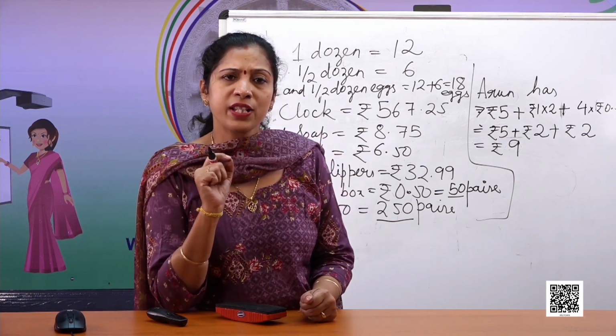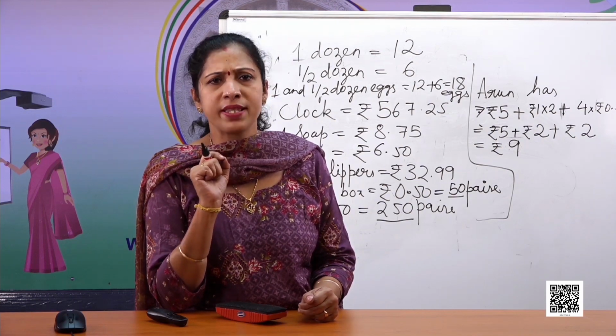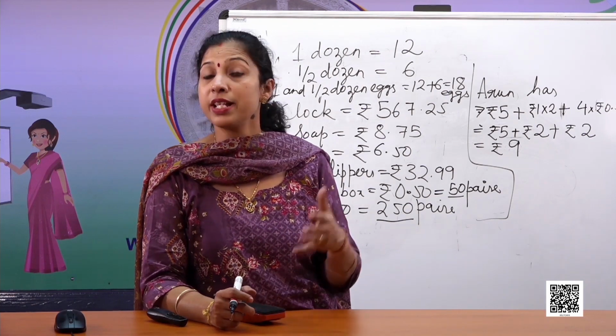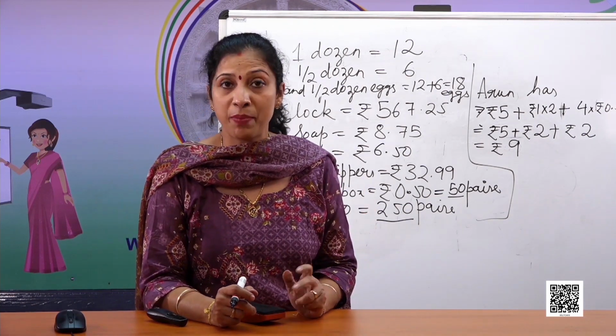Next question is, how many pens can Kanan buy and how much money is left? Let's see how much money Kanan is having. Her mother told Kanan, take rupees 60 and buy 1.5 dozen eggs, and you can buy pens with the money left. So what does Kanan have to do? First, Kanan has to buy the eggs. Then whatever change she has, she has to see whether that money is sufficient for the pen or not.